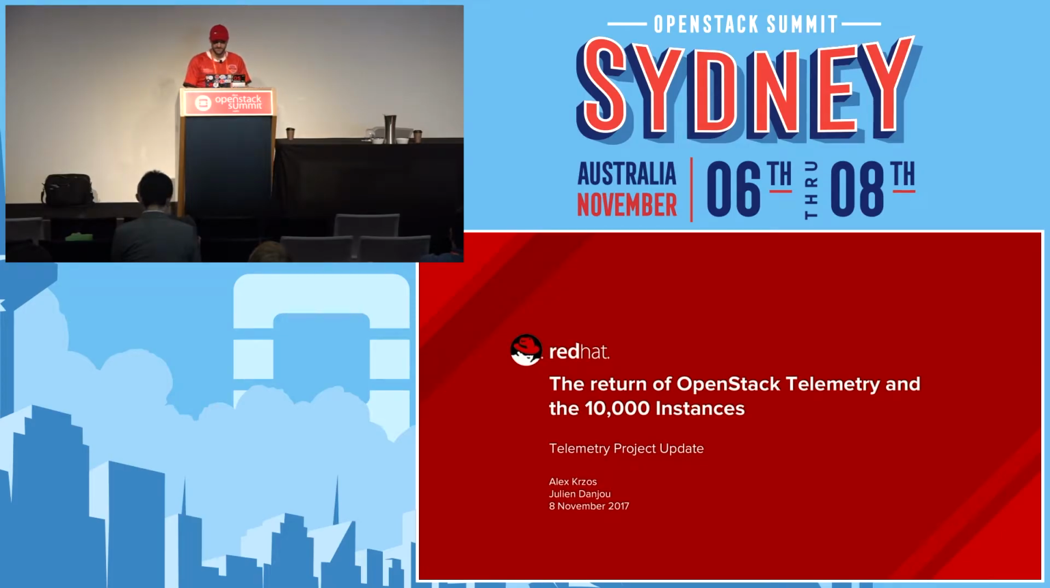Welcome to the return of OpenStack Telemetry and the 10,000 instances. This is running in place of the telemetry project update. I know out there it says telemetry project update, but we're going to be going over scalability testing of telemetry and some of the changes that have been made there. So scratch that. Let's change the name: 20,000 instances. Let's go for higher scalability.